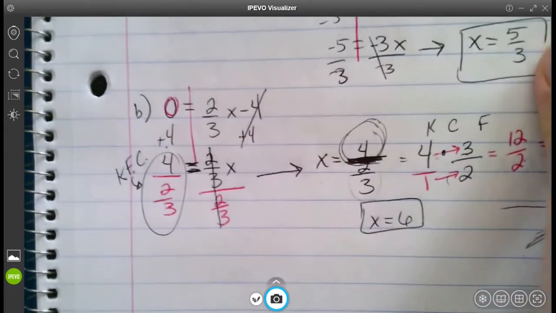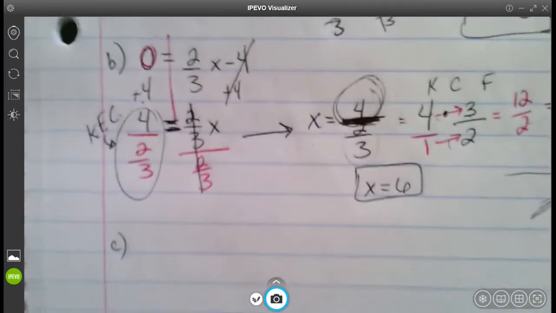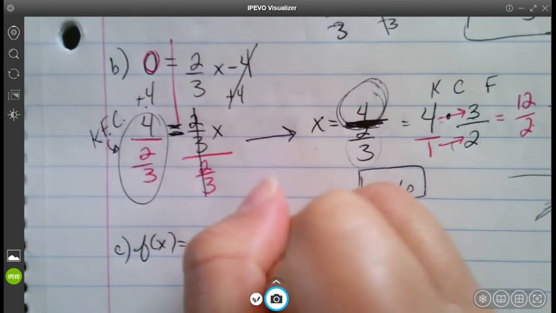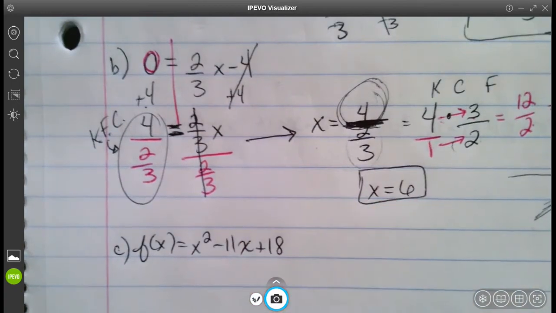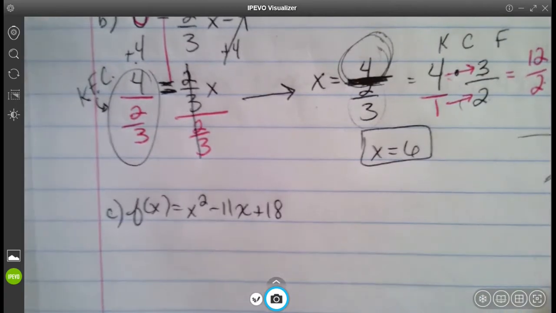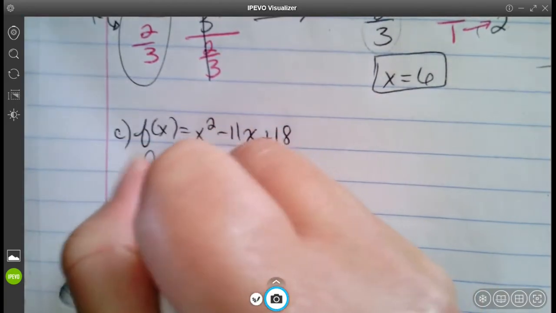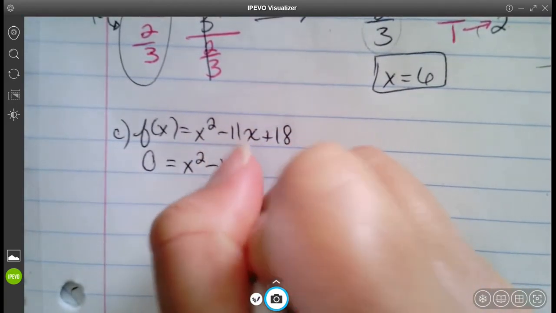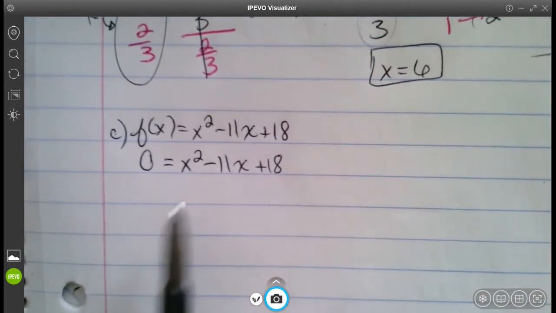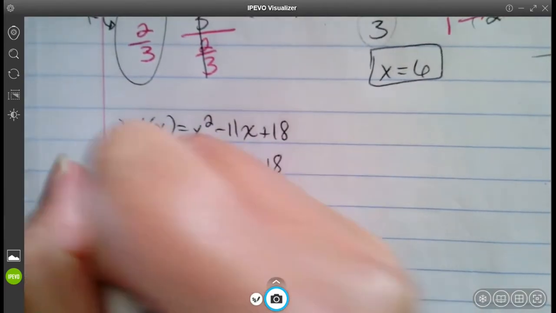All right, letter C. I'm just going to go ahead and recopy it because I know the paper, we can't see it right now. So letter C was f of x is equal to x squared minus 11x plus 18. Okay, and this one's a little bit trickier because it has a square and we tend not to like those. So what I'm going to do is the same thing. I'm going to set this equal to 0. So 0 equals x squared minus 11x plus 18. Okay, and in this case, I would not move anything over. You're going to have to factor. Okay, so we're going to have to factor here.